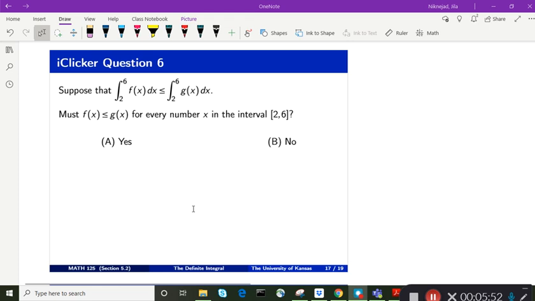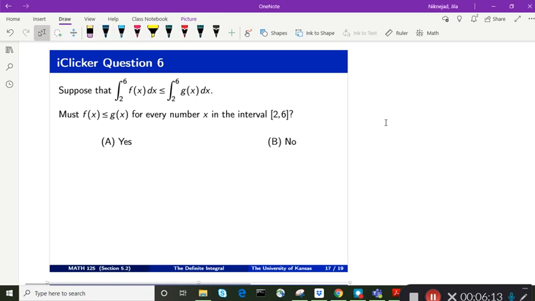Suppose that the integral from 2 to 6 of f of x dx is less than or equal to the integral from 2 to 6 of g of x dx. Must f of x be always less than g of x for every number x in the interval 2 and 6? So think about this, see if you can find a counterexample or not.